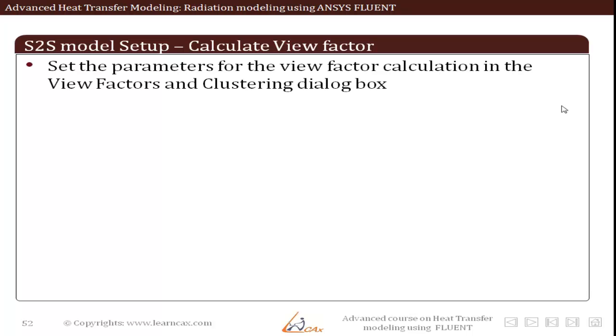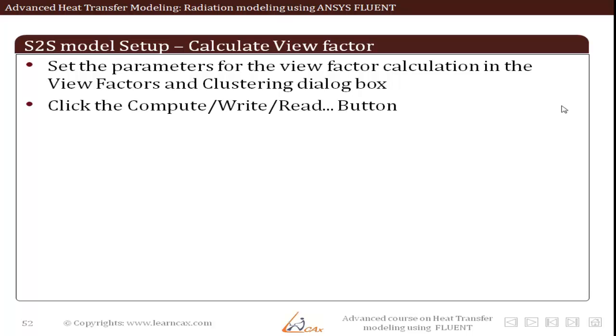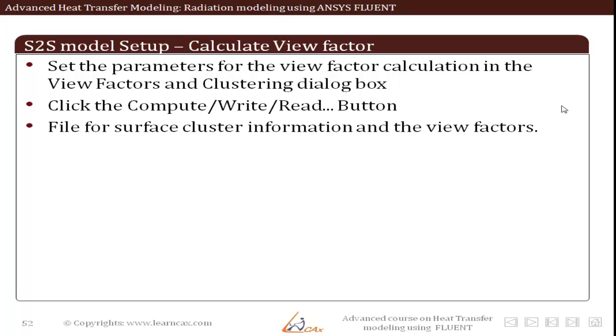To compute view factor in your ANSYS FLUENT session, you must first set the parameters for the view factor calculation in the view factor and clustering dialog box and click OK to save them. When you have set the view factor and surface cluster parameters, click the Compute/Write/Read button in the view factor and clustering group box of the radiation model dialog box.